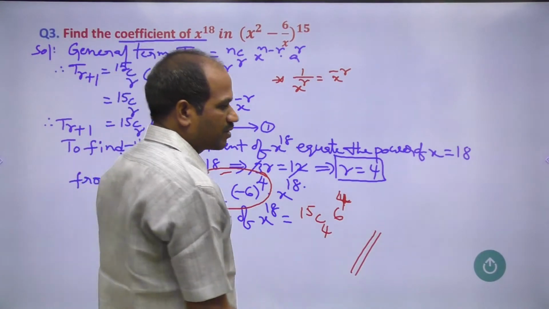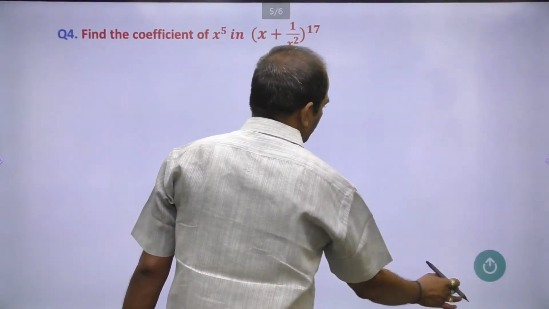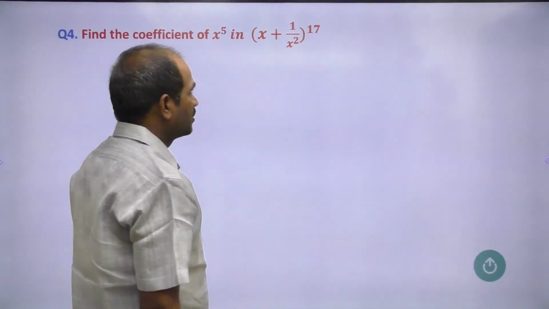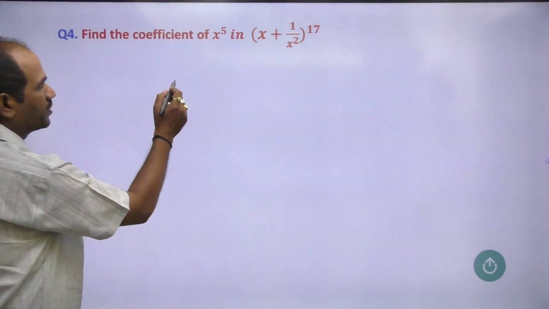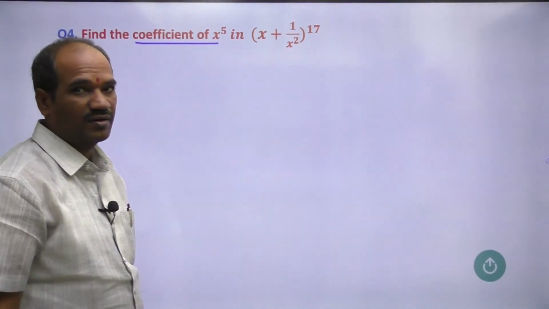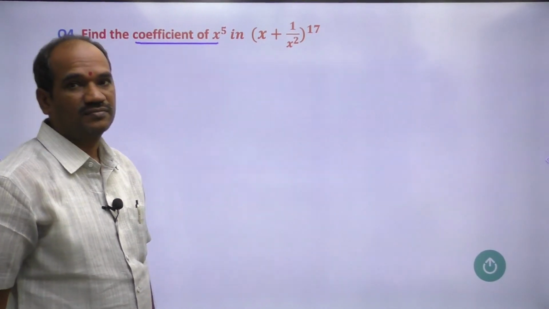Right, see here in this next question. Find the coefficient of x power 5, same model. So here, find the coefficient of x power 5 in the given expansion.